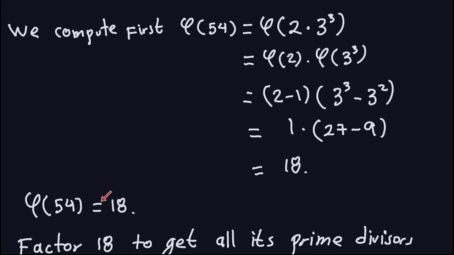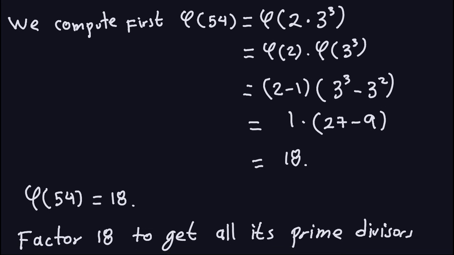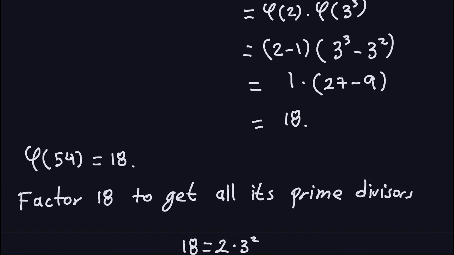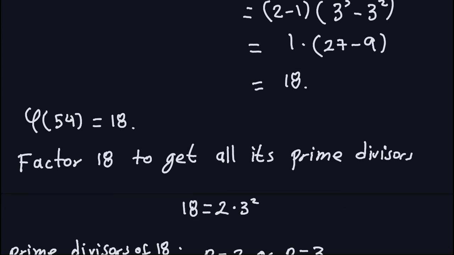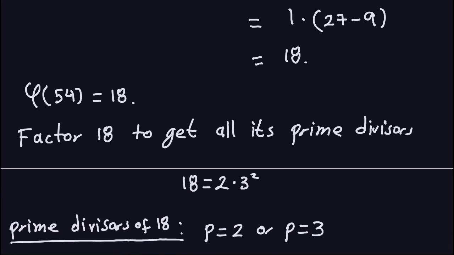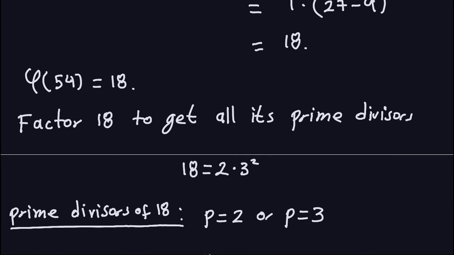So that's one thing I have to compute. The next thing I have to compute is the prime divisors of phi of 54, so we have to factor 18 just to get the prime divisors. 18 can be easily factored like this. 18 is equal to 2 times 3 squared. This is 2 times 9. So the prime divisors of 18 are, of course, just 2 and 3. Those are the only prime divisors that I have there.